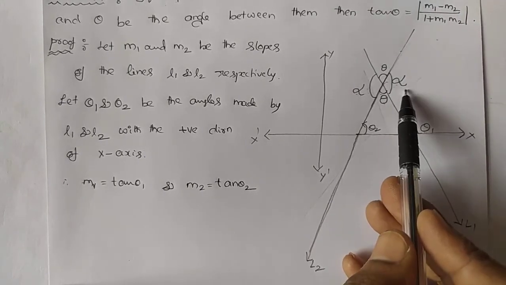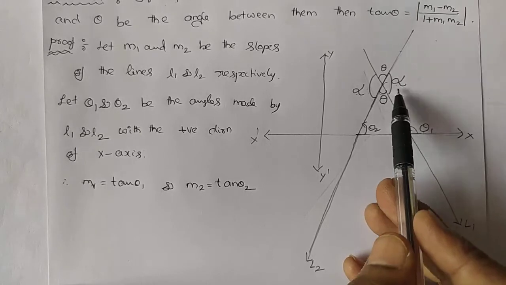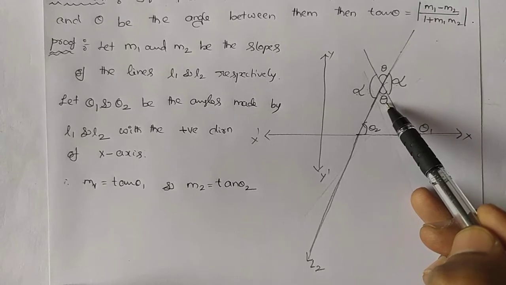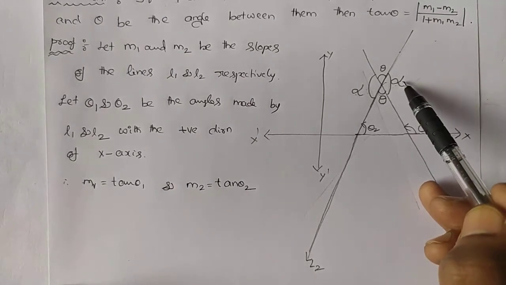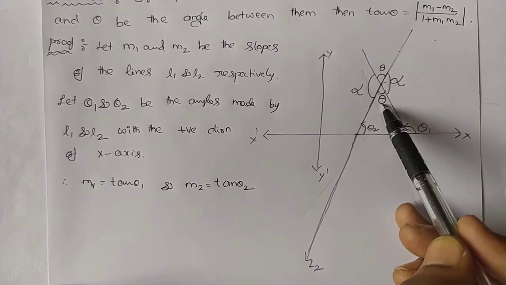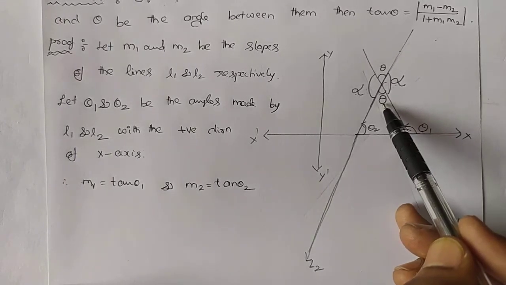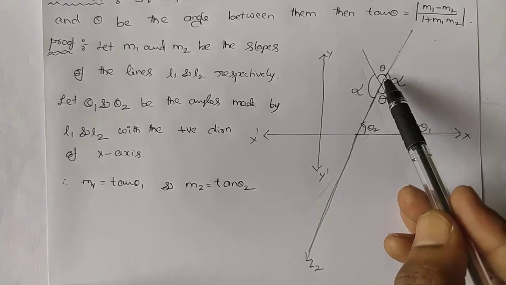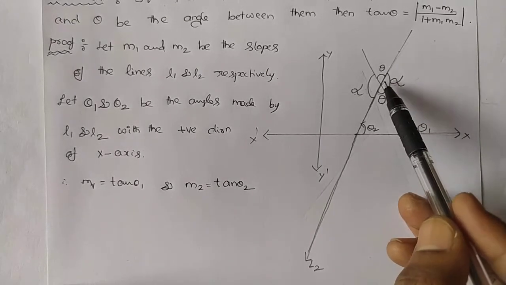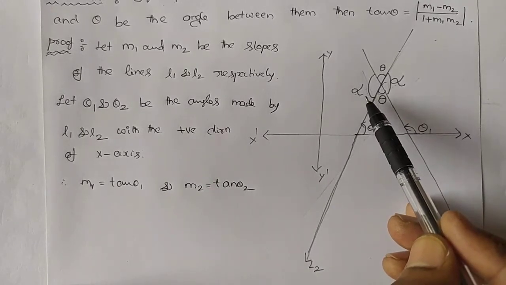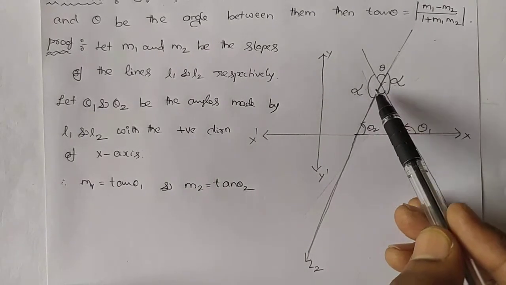See, here we will have two angles. If you observe the diagram, here we will have two angles, theta and alpha. Now we are going to find the angle theta first. If it is theta, then it is also theta. We are going to find this angle. After finding this, the next step will be finding the angle alpha.